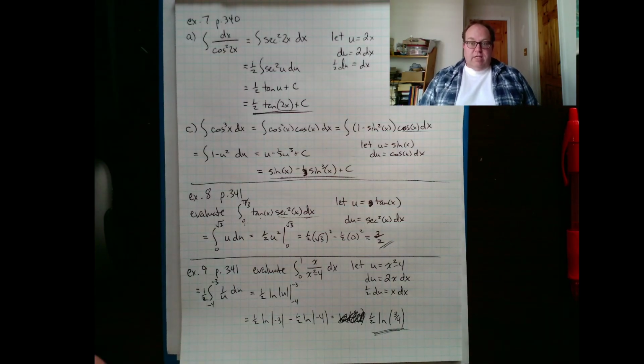So that's a few examples of trying this technique of substitution to work out integrals.